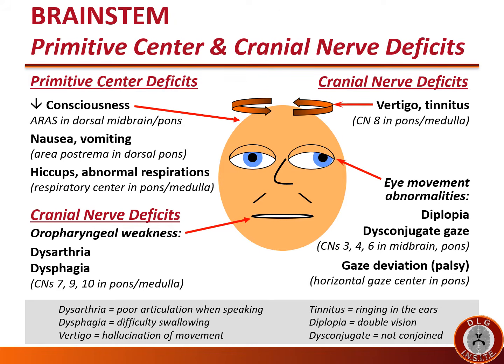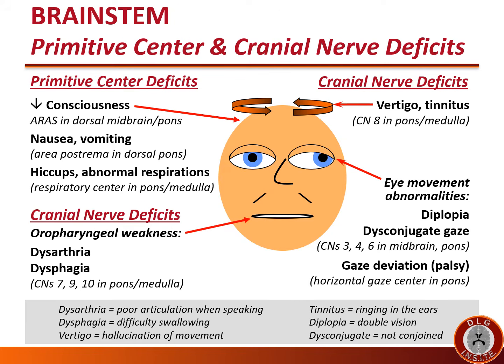And then there are cranial nerve deficits. Oropharyngeal weakness is common, with resultant dysarthria, slurred speech due to weakness of the muscles of the oropharynx, or dysphagia, trouble swallowing due to weakness of the same muscles, and this is due to involvement of cranial nerves 7, 9, and 10 in the pons and medulla.